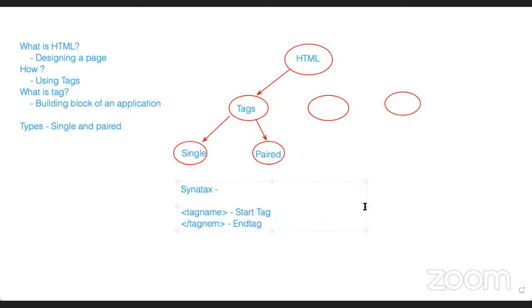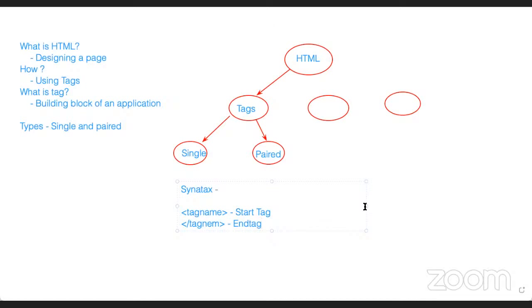Similarly, in other languages, XML is there, where we will be able to create our own tags. But HTML is not allowing us to create our own tags. Whatever the list of tags which are there in this language, we must use them. There is no other way for us to create our own.